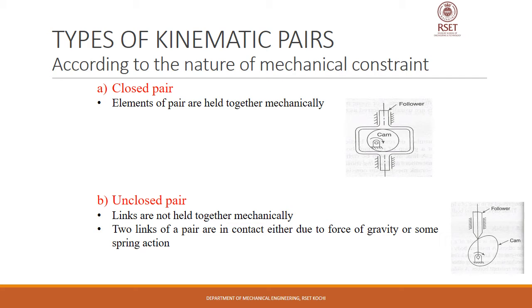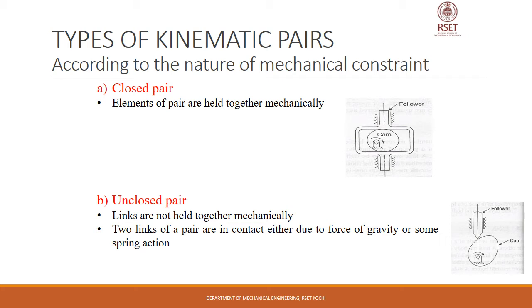So let's move to the different types of kinematic pairs. According to the nature of mechanical constraint, we can classify kinematic pairs as closed pair and unclosed pair. For the closed pair, from the figure itself it is clear that it is a cam and follower mechanism, in which the cam has a rotating motion and the follower has a reciprocating motion. The cam is not fixed at its center, that is, it has an eccentric motion. Because of that eccentric motion, the follower has an up and down reciprocating motion.